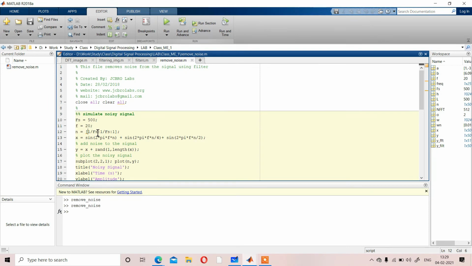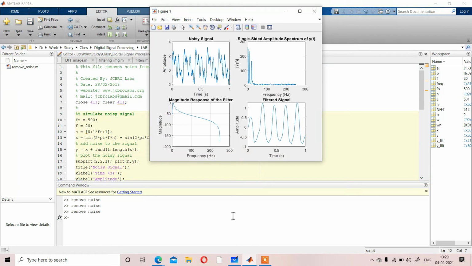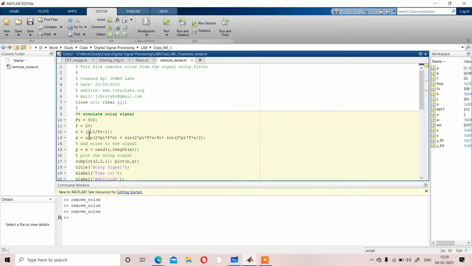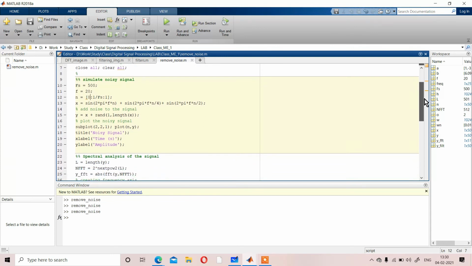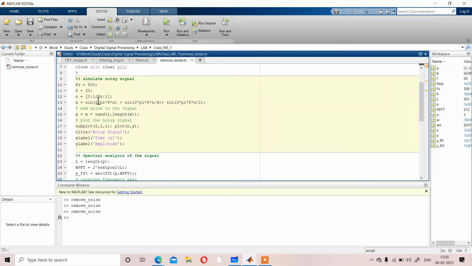Okay, I think if we make it 0, then also it will work. Yes, 0 to 1 by fs to 1, means we'll start the value of n from 0 and the value of n will end at 1, and the sampling period will be given by 1 by fs, means the gap between two samples will be 1 by fs or 1 by 500, means simply the 0 to 1 range we are splitting into 500 number of samples.